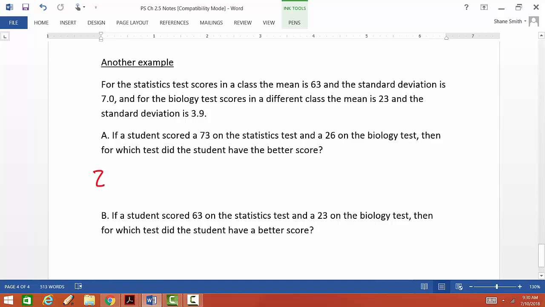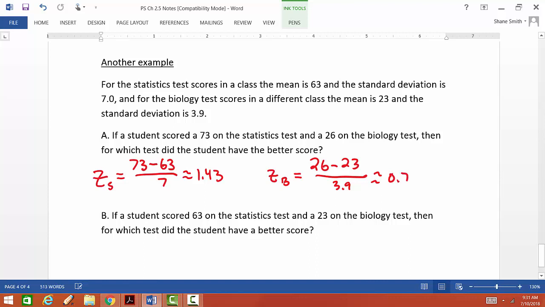So we want to find the z-score for the statistics test. I'll just put a subscript s here just to say that that's the z-score for the statistics test. So that would be 73 minus the mean, which is 63 for the statistics test, divided by 7. And the z-score for that is about 1.43. And we'll do the same thing for the biology test, which is 26 minus the mean, which is 23, over 3.9. And this z-score is 0.77.